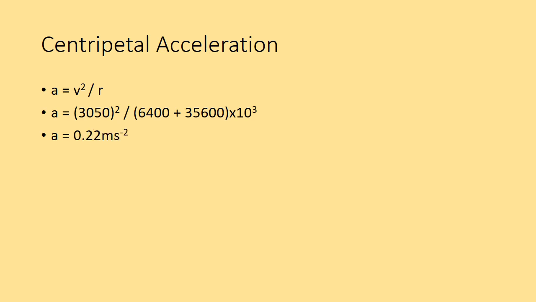Excellent. Okay, good. So what is our centripetal acceleration? We can do this in two ways, in fact. We look at acceleration is equal to the velocity squared divided by r. We know both of these things. We know that the velocity is 3,050, square that, and divide it by the total radius of the satellite's orbit, 6,400 kilometers plus 35,600 kilometers. And that gives you an acceleration of 0.22 meters per second squared. I hope that matches up with what you have. But let's look at the other way.